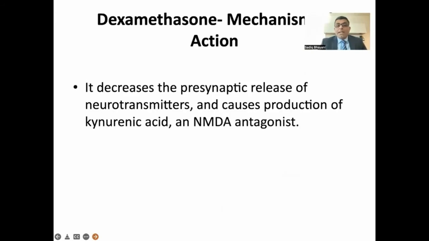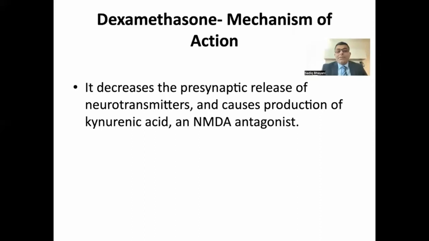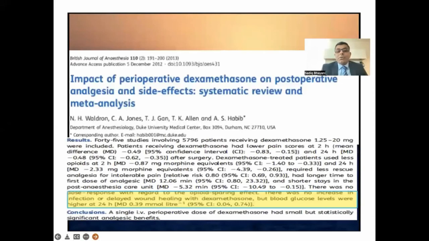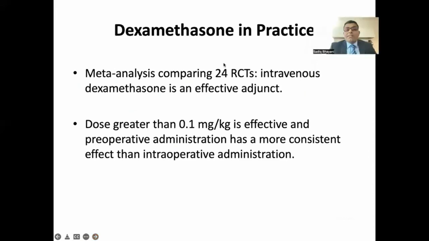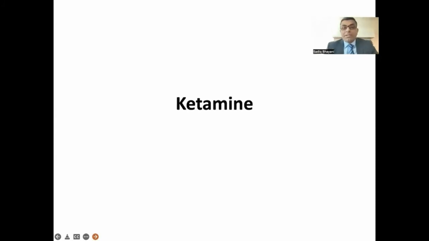Now, dexamethasone is another drug that's being talked about in trials in order to minimize the use of opiates. It decreases the presynaptic release of neurotransmitter and causes production of kynurenic acid, which is an NMDA receptor antagonist. So it works very much like ketamine would. It can reduce opiate consumption, but the problem is it can give rise to increased blood sugar levels over a 24-hour period. There are 24 randomized controlled trials, and a meta-analysis of these trials says intravenous dexamethasone is an effective adjuvant. Doses greater than 0.1 milligram per kilogram are effective and will possibly reduce morphine consumption, but there's no data supporting its use for reduction in the chronicity of pain.